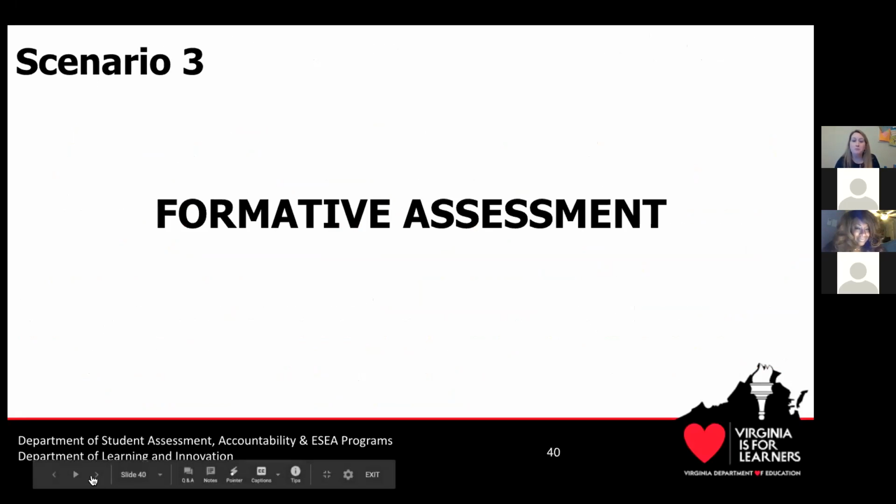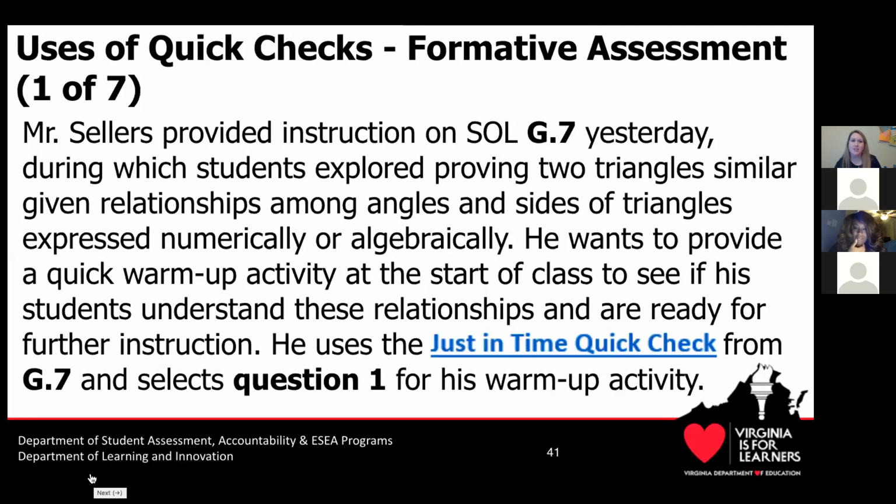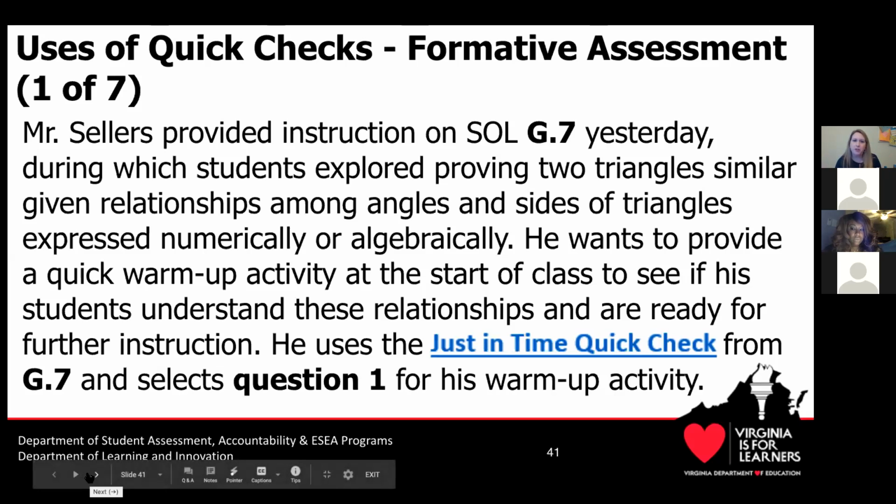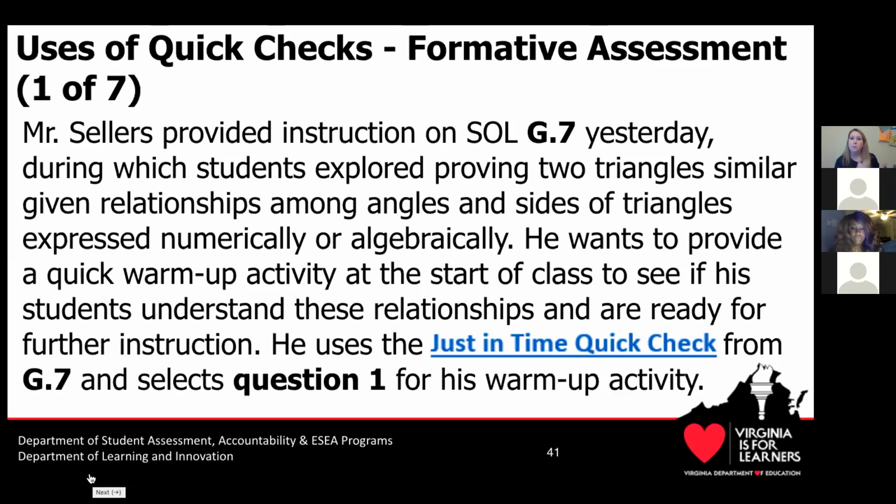All right, so scenario 3 is formative assessment. In this situation, Mr. Sellers provided instruction on G.7 yesterday. Students explored proving 2 triangles similar given the relationships among angles and sides of triangles expressed numerically and algebraically. So that's what we do, right? We provide geometry instruction, and then we can use that quick check the next day as a warm-up to see how students understand, and where we still need some further instruction. How are students doing with the content that we taught them the previous day? That might be how you do this for a formative assessment.